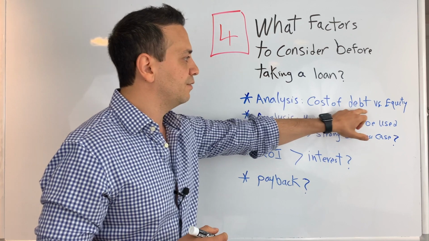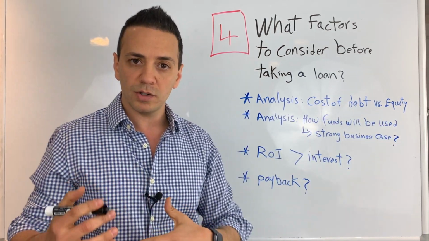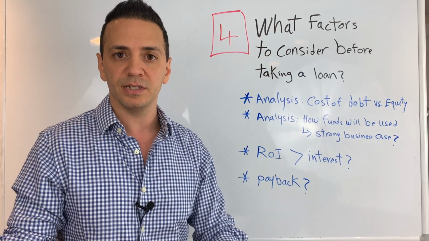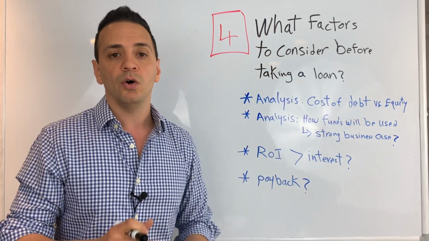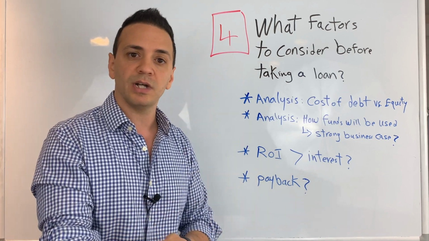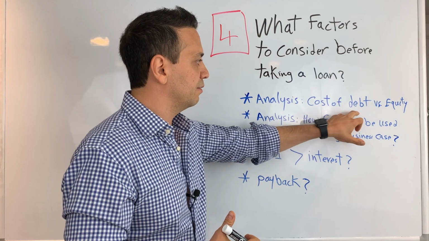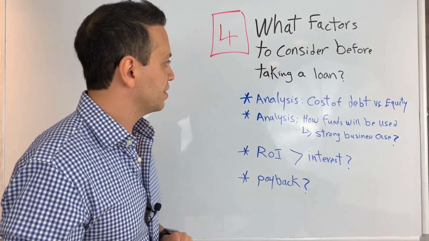So the things that you have to consider are going to be doing an analysis of the cost of debt versus equity. So basically there's a cost associated with taking out debt versus taking equity, because the two ways of financing the business are going to be either taking out a loan or issuing equity, right? Issuing stock. So you got to go through an analysis of figuring out which is more cost effective, debt versus equity. So that's the first thing you have to do.